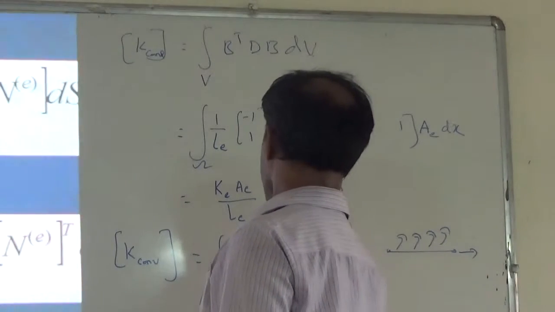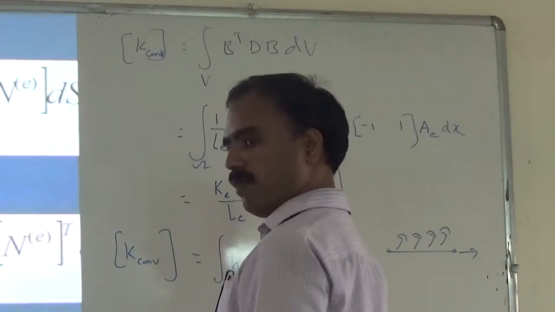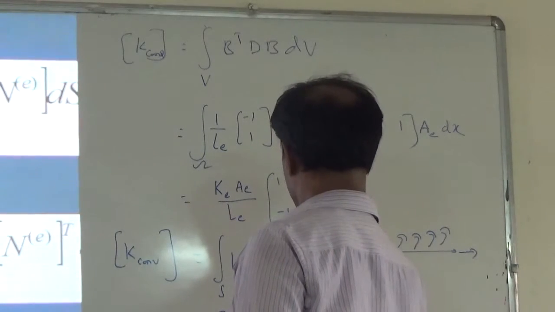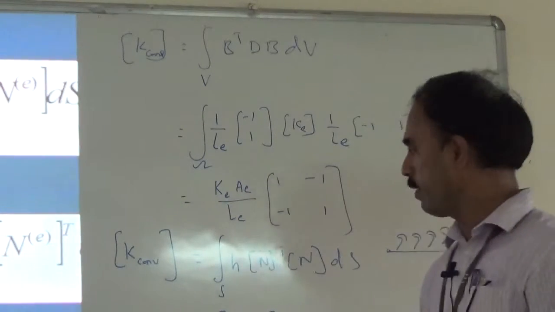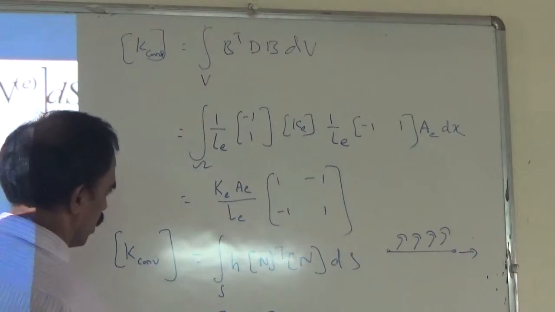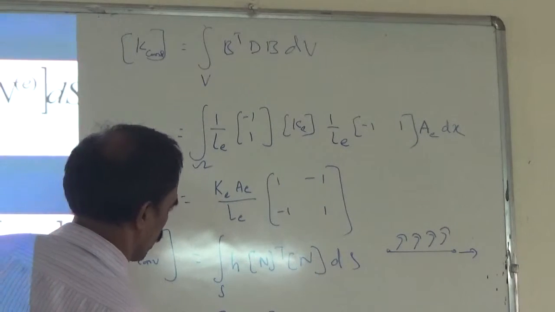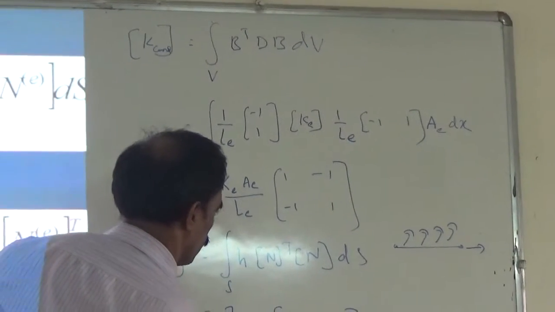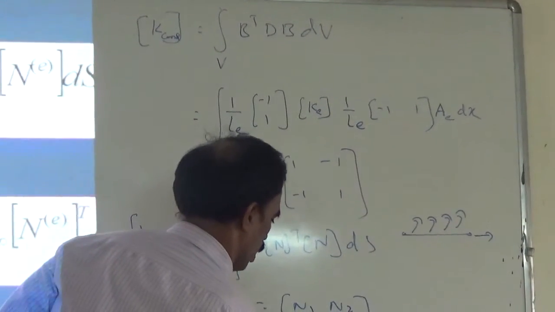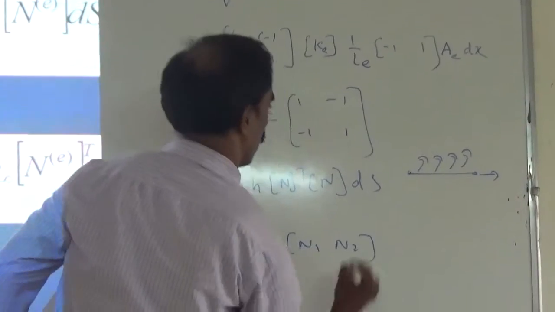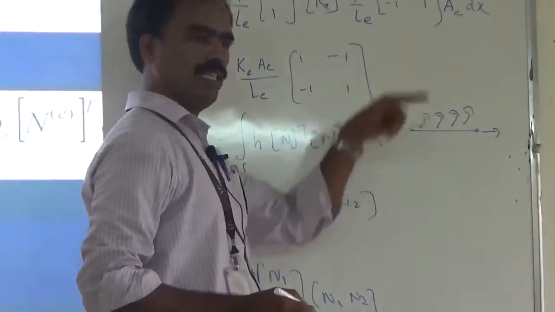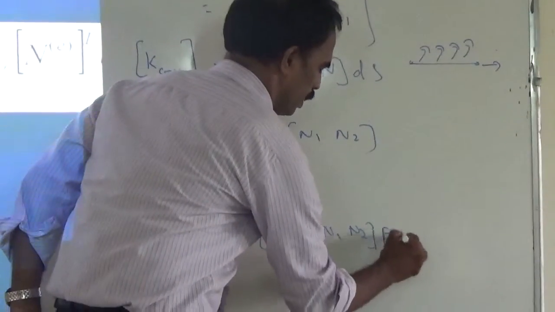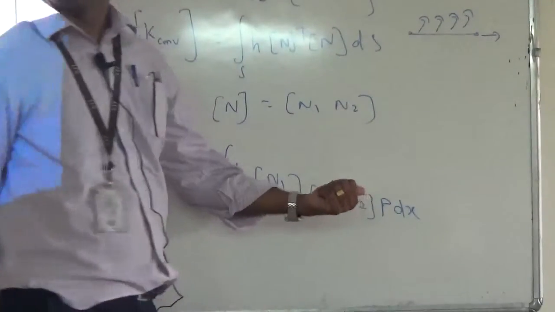So what is the N matrix for a one-dimensional rod element? N1, N2, N1, N2, right? Now this becomes H into N1, N2, N1, N2. What is ds? ds is the surface area, so that is perimeter multiplied by dx.